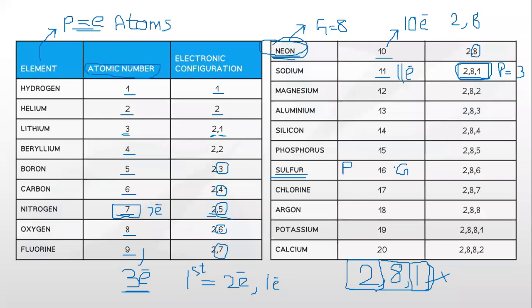So obviously, to find the period number you are going to count this: 1 2 3. टोटल नंबर ऑफ डिजिट्स कितने हैं आपके पास? 3 डिजिट्स हैं, which means 3 shells. So sulfur is in period number 3.